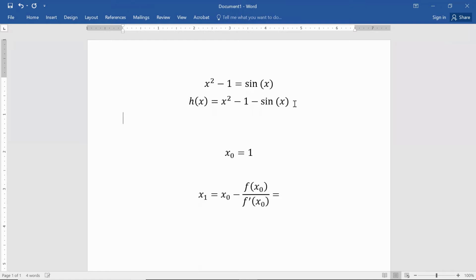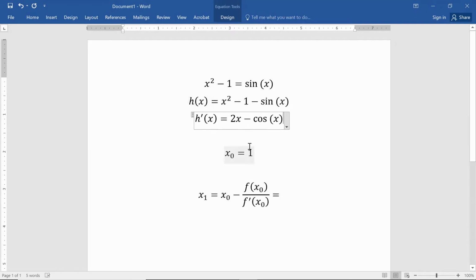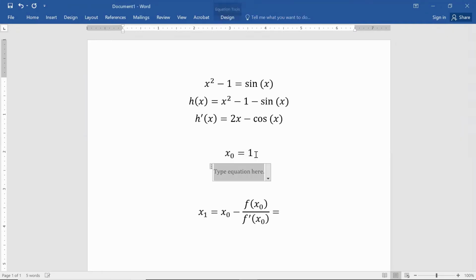Let's take the derivative before I get too far into this. H prime would be 2x plus 0 minus cosine of x. So 2x minus cosine x. And we're going to see what happens here. So we start with an initial value of 1. Let's plug that into our function.